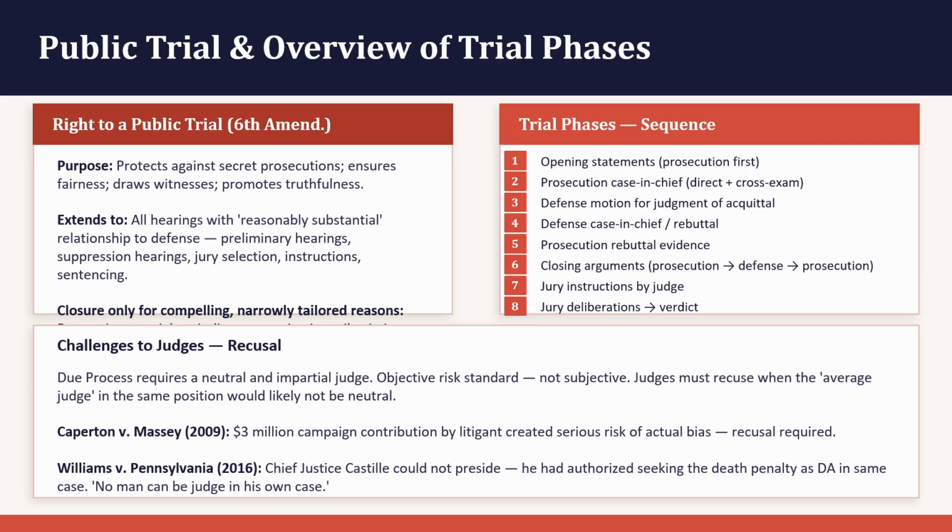The right to a public trial is one of the oldest procedural protections in American law. It serves multiple purposes: protecting defendants from secret prosecutions, ensuring judicial fairness, attracting witnesses who might otherwise stay silent, and promoting honesty in testimony. The right extends beyond the trial itself to all hearings with a reasonably substantial relationship to the defendant's defense: preliminary hearings, suppression hearings, jury selection, jury instructions, and sentencing. It does not extend to pure bench conferences on legal points.